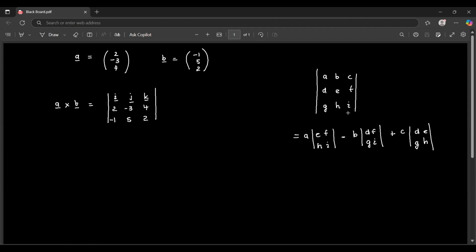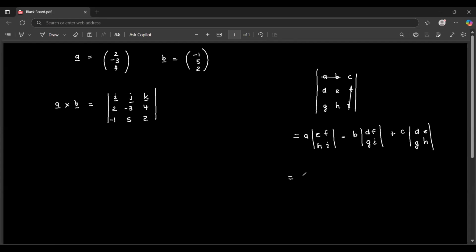Then you will put plus again, plus minus plus, plus C into, instead of A, you will cut out A, B and F, and you will have DE and GH. So this is what you do when you have 3 into 3 determinants. Now what do I have to do? We have decomposed into 2 into 2 determinants. What should we do here?